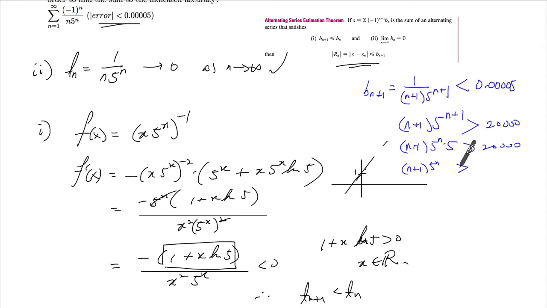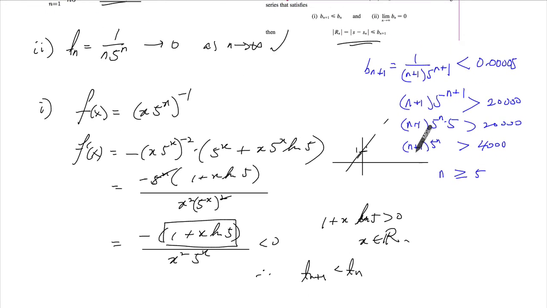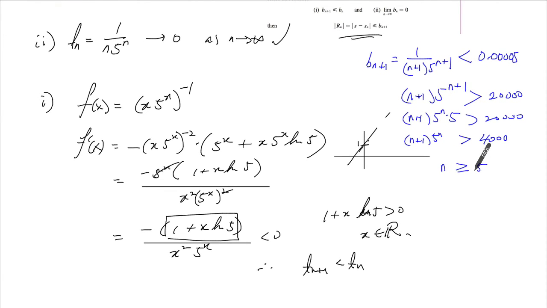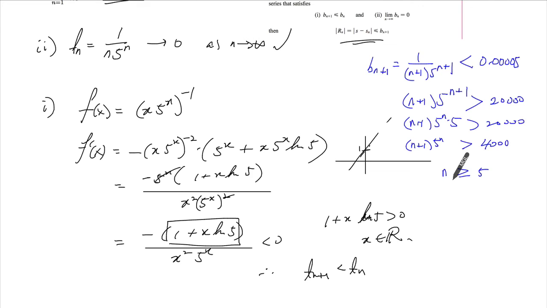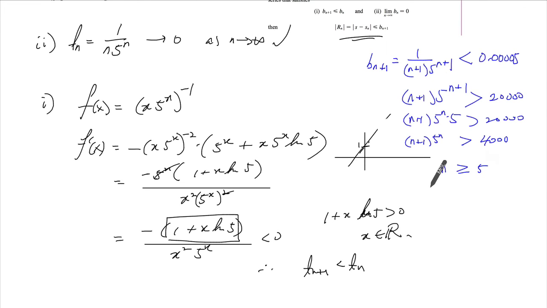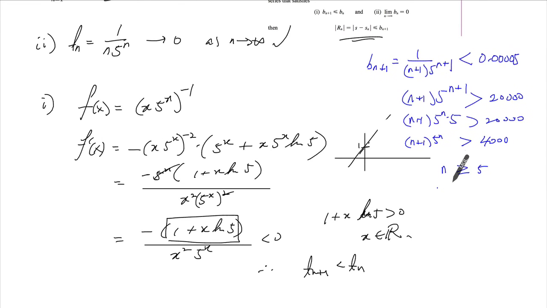And you get exactly 4,000. Okay, so the first value of n that goes over 4,000 is 5. In other words, we need 5 or more terms. Okay, 5 or more terms to get it up to this accuracy.